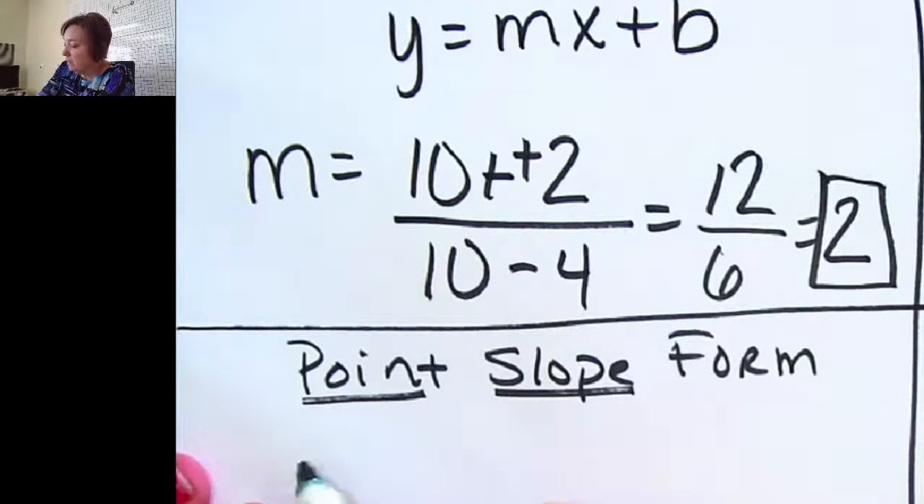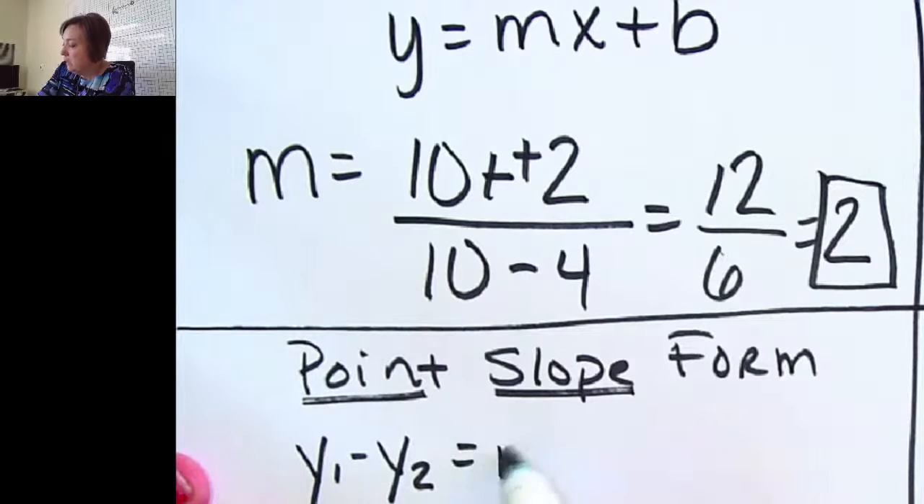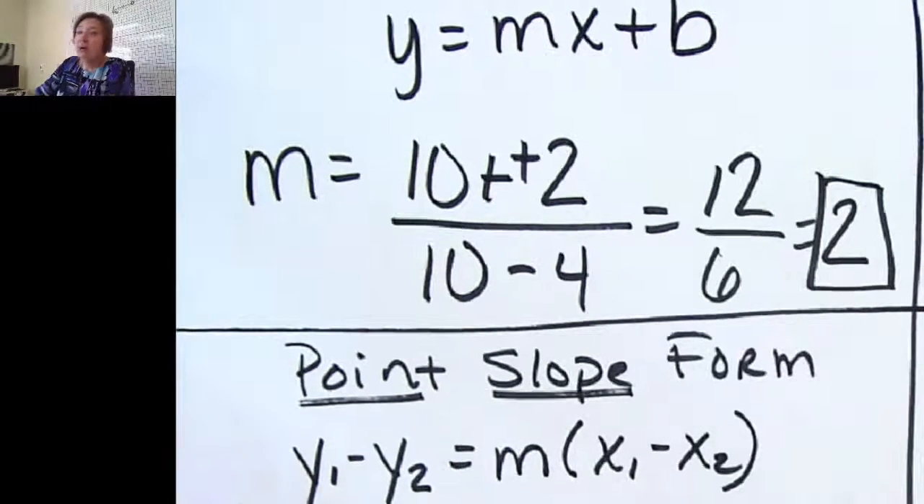So point slope form looks like this. y1 minus y2 equals m times x1 minus x2. Y'all, all point slope form is the slope formula rearranged. That's all it is. They literally just multiplied both sides by x1 minus x2 to rearrange it. Now, the cool thing about the point slope form is once you plug in your numbers, you have the equation for the line. It's in point slope form, but you have the equation for the line.